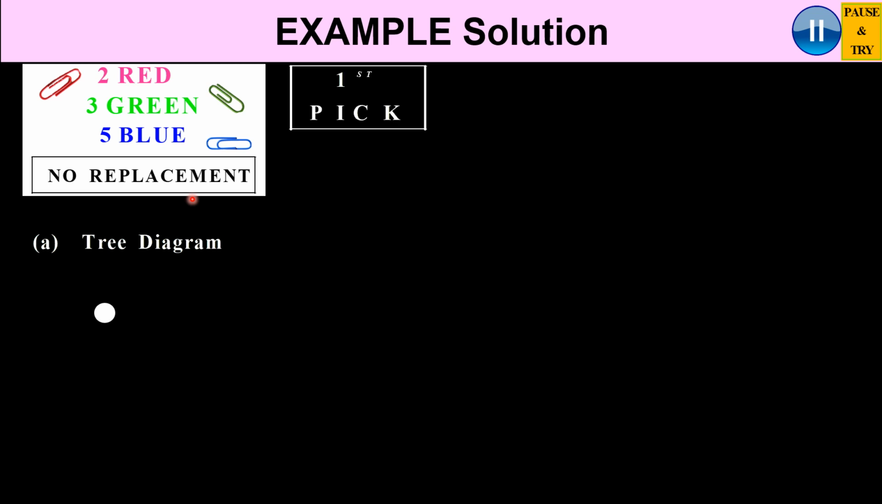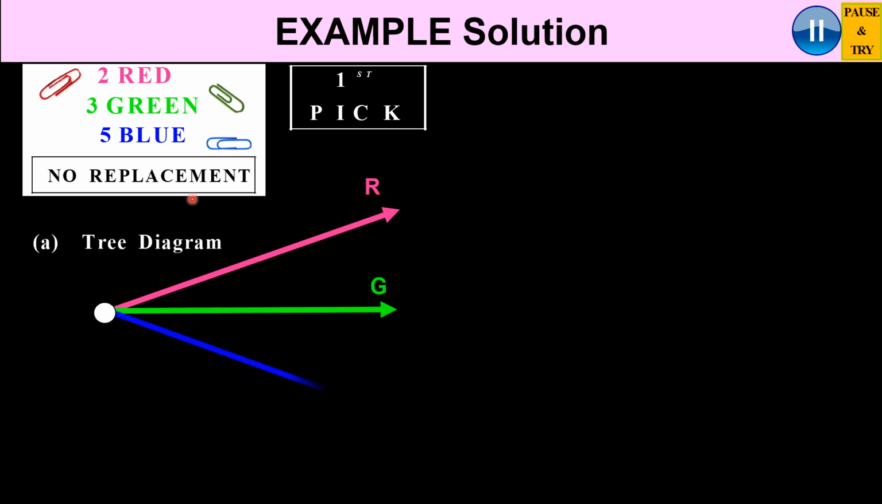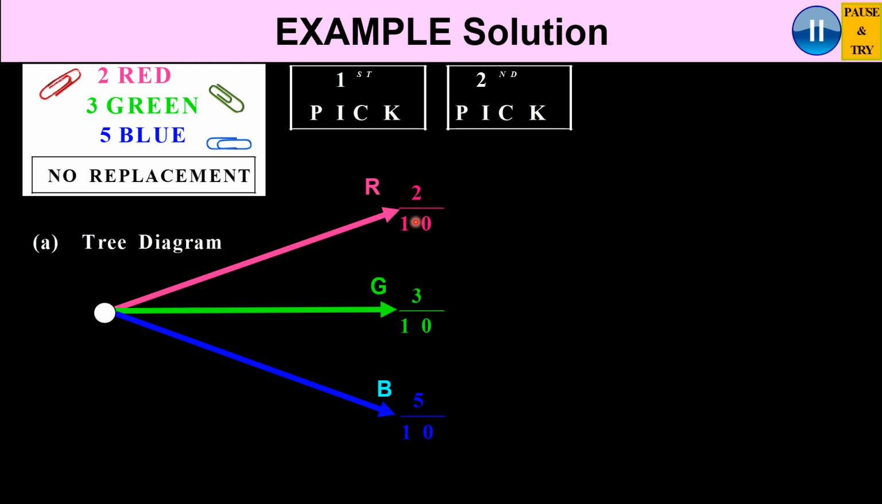So again there, our first pick, we can pick a red, a green, or a blue. Okay, and again there, because we have 2 red, it's going to be 2 over 10. So first pick 3 over 10, and the blue is going to be 5 over 10. But now we say there's no replacement. So once you take out a red, you started off with 10 paper clips. Now you have 1 less paper clip.